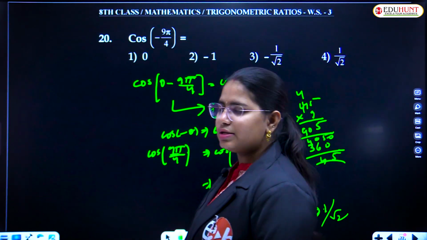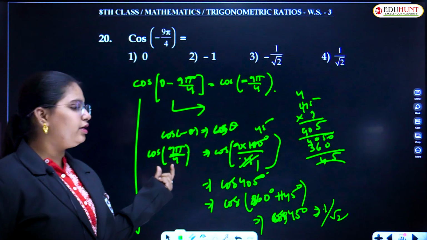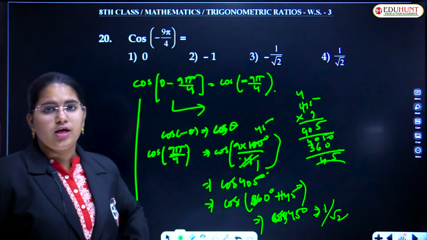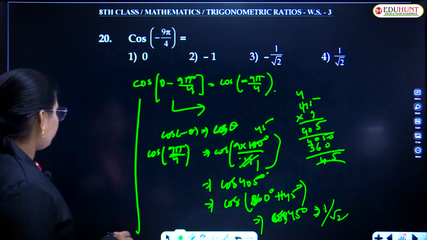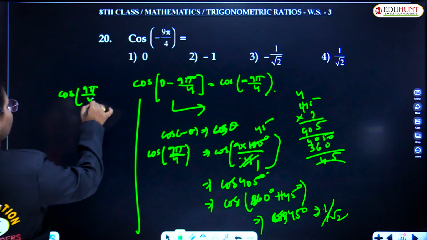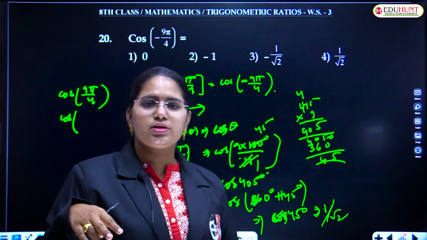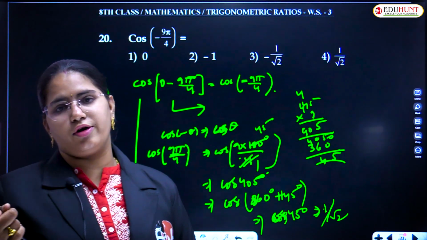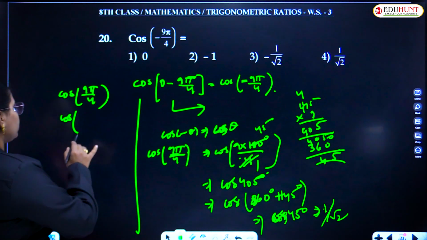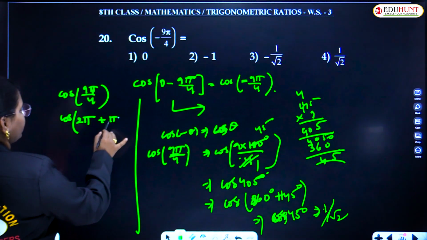If you feel this is a lengthy method, one method is converting radians into degrees and solving like this. You also have the other method. You got cos 9 pi by 4, and you can express it in the form of 360 plus theta, because cos is positive only in the fourth or first quadrant. In the first quadrant, it will be 360 plus theta. So 360 can be expressed as 2 pi, 2 pi plus pi by 4.